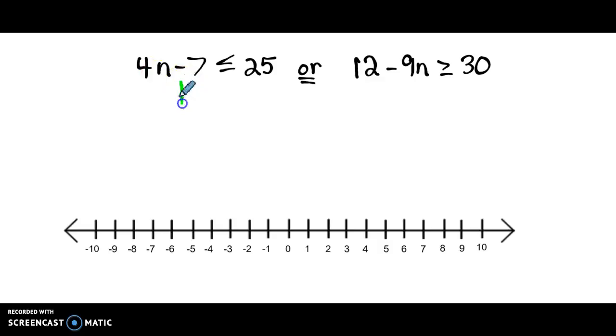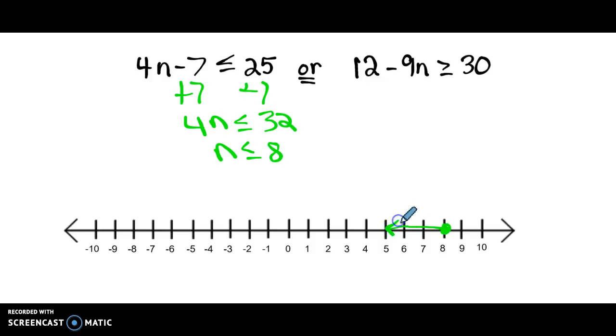Grab a color here. I'm going to add 7 to both sides of my inequality, and then I'll get 4n is less than or equal to 32. And if I divide by 4 on both sides, I get n less than or equal to 8. So if I come over here, I'm going to put a closed circle at 8, because of the or equal to right there. And that means I'm going to shade anything that is less than 8. So my arrow is going this way. Those are all my numbers that are less than 8.